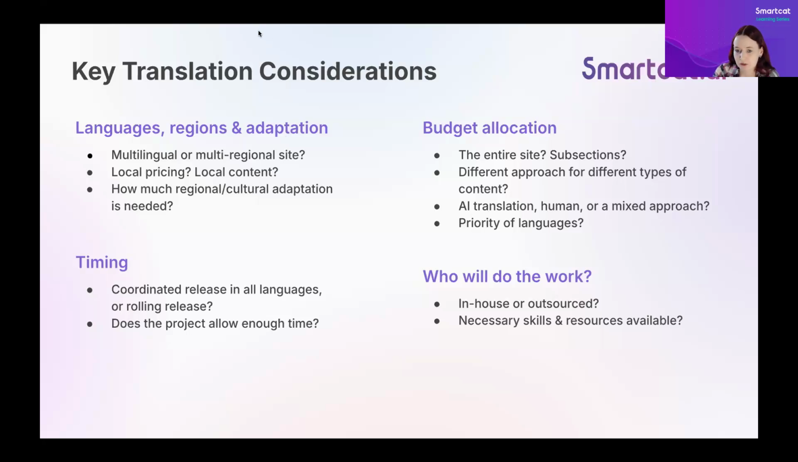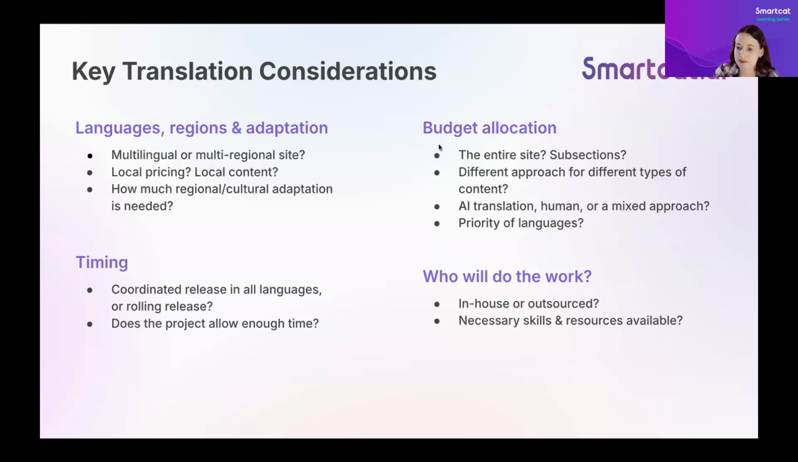And then obviously other considerations that we have with this type of project, things like timing. Would it make more sense to do a coordinated release in all languages? Sometimes if you're launching a particular product, you want a coordinated release across all markets, and timing everything accordingly is a consideration. Or would a rolling release work better, to get those core languages out first and then maybe go out into less important languages for your business? And then does the project allow enough time to achieve the end result that you're looking for?